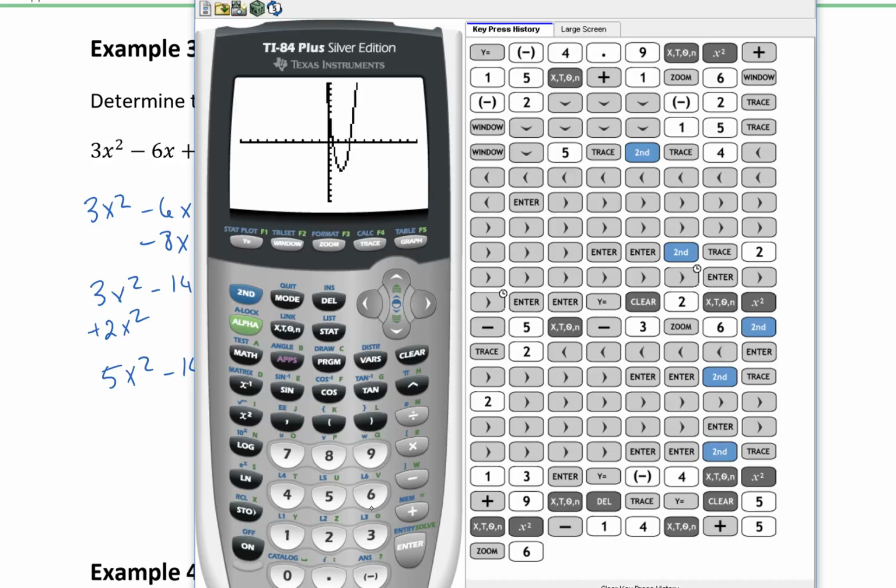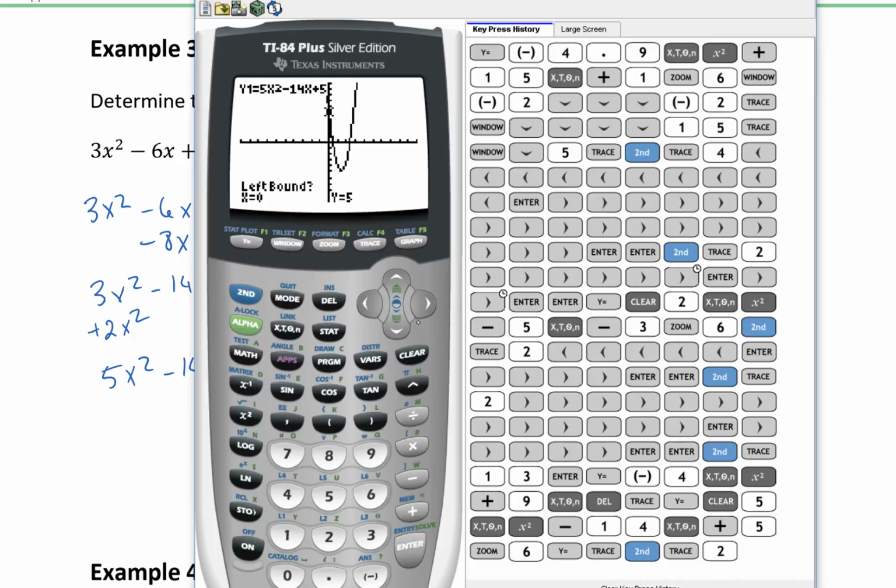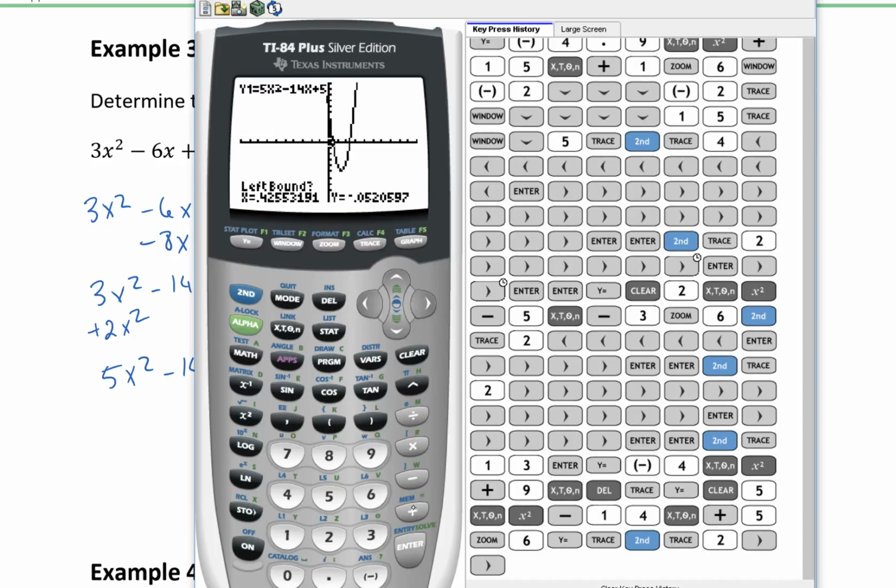So we've got a minimum. Why does it make sense that we have a minimum? Because our coefficient is positive, and we need to find those two zeros. You might want to stretch your graph out so it's easier to see. We go second, trace, find our zeros, left bound, enter, right bound, enter, enter again, and that's at 0.42.